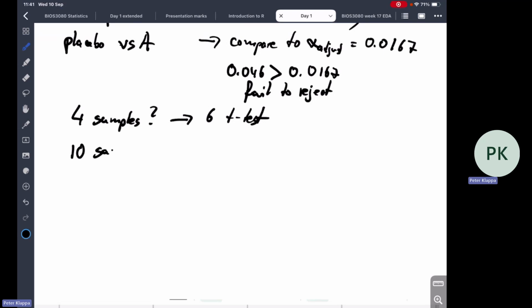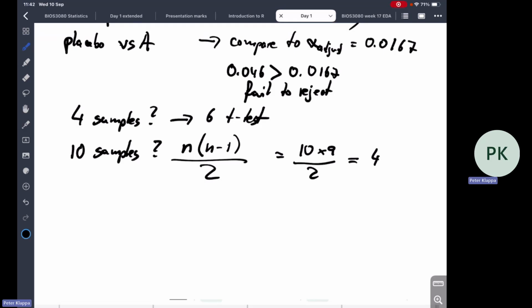10 samples. First with the second, first with the third, you get the gist, right? You can actually calculate how many tests you need. The equation for that is n times n minus 1 divided by 2, whereby n is the number of samples. So for 10 samples, it's 10 times 9 divided by 2. That is, you need to do 45 t-tests.